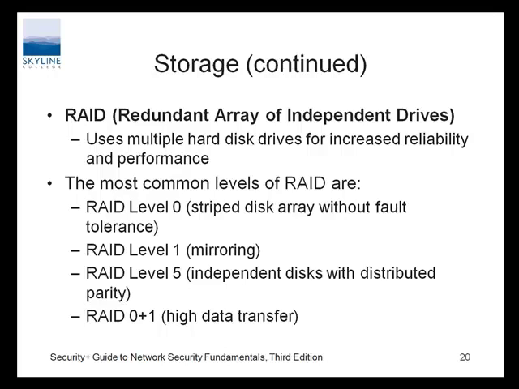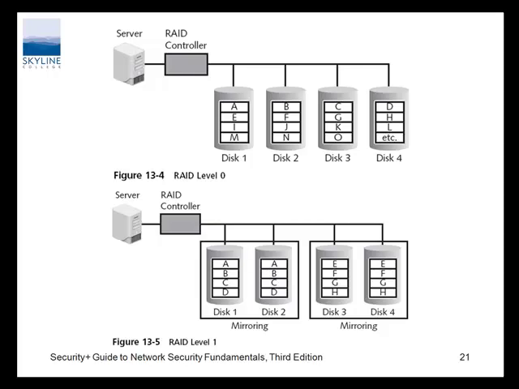RAID 0+1, high data transfer. What this is is a RAID 1, a striped disk that's mirrored or duplexed. That gives you pretty good redundancy, and a lot of the servers nowadays come with this RAID capability built onto the motherboard. RAID controller, this is the RAID 0, A, B, C, and in the RAID 0, we're writing simultaneously to 4 disks, different parts of the disks.